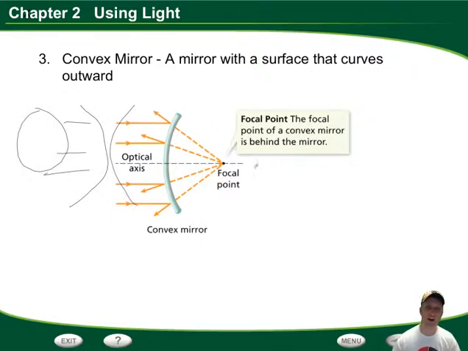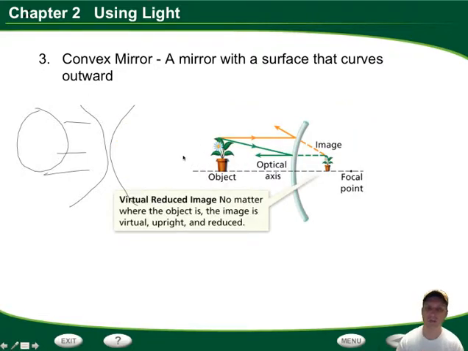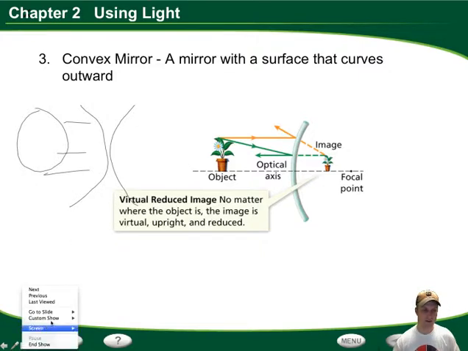The focal point in a convex mirror is actually behind the mirror because the light's not actually going to meet, okay? It's basically imaginary. It's never going to meet back here. It's going to be reflected outwardly. So what happens in this type of mirror, let me get rid of this.